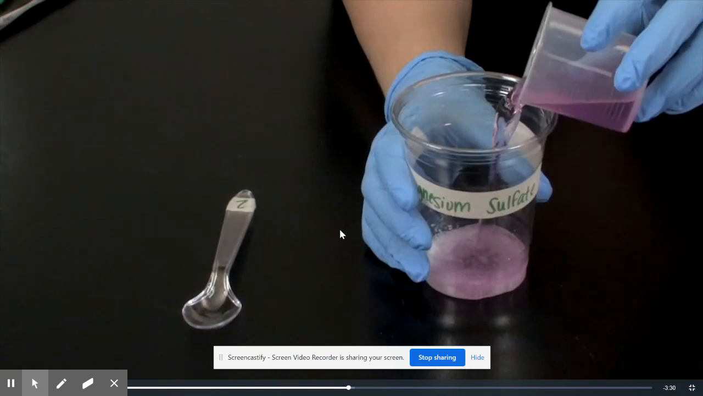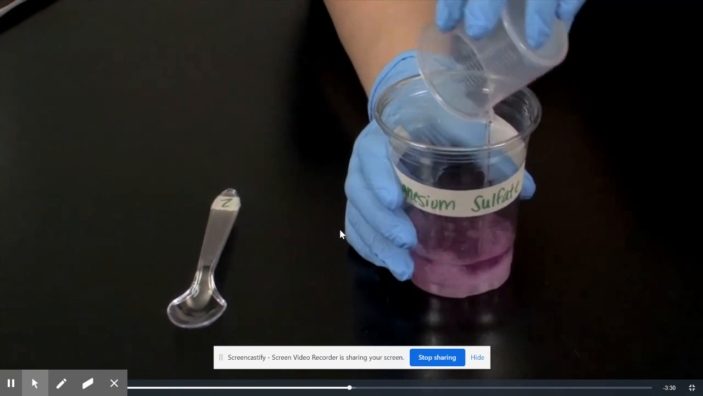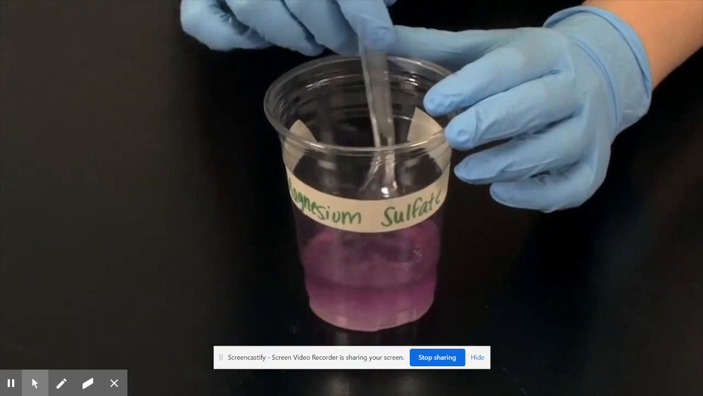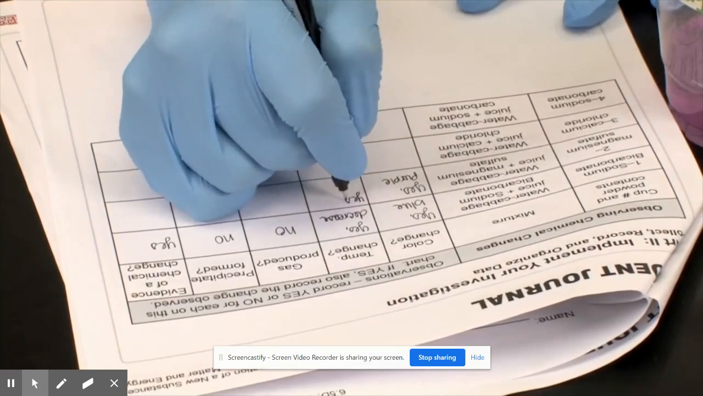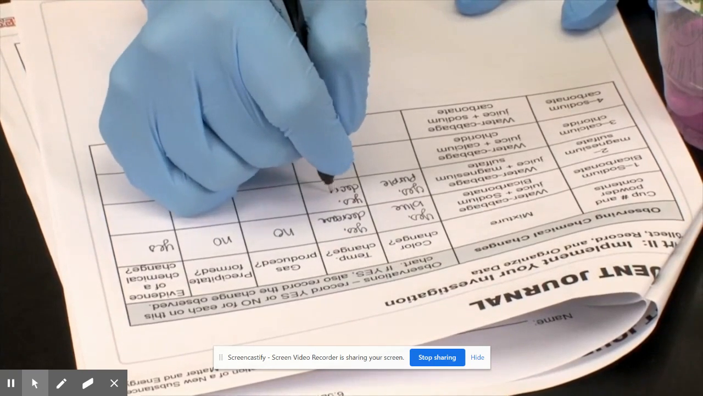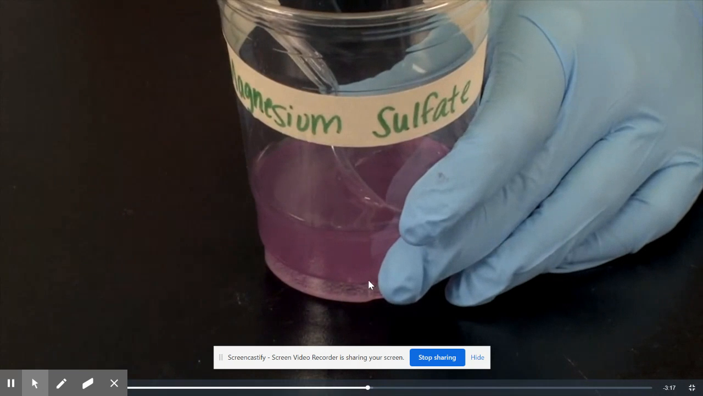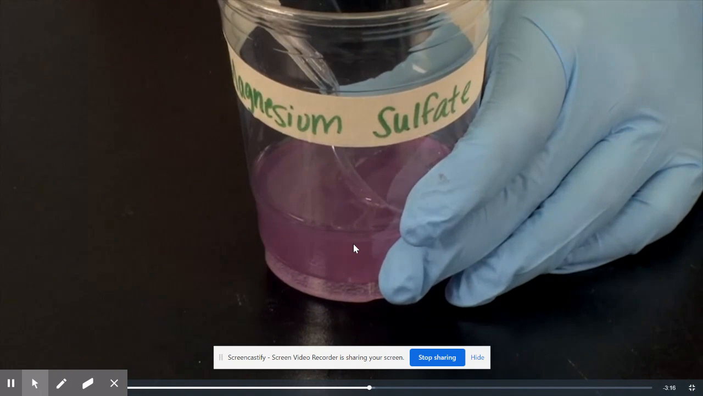Now let's move on to magnesium sulfate. With the magnesium sulfate, it did turn purple and the temperature decreased with this one as well. There was no gas, no precipitate. And because there was a temperature change, there was a chemical change.